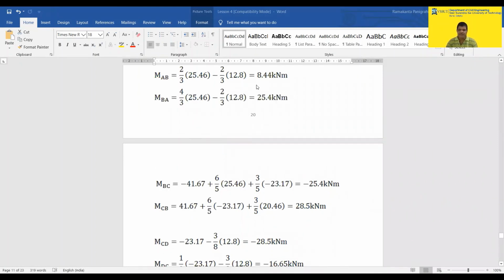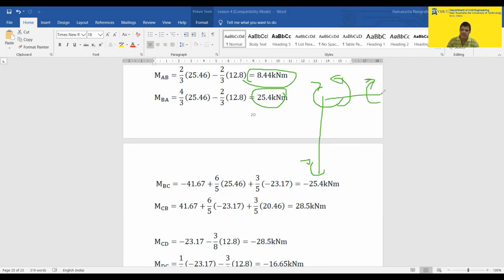So now see, MAB is positive, MBA is positive, so both will act in clockwise direction. You will see this will act in clockwise direction, and this will also act clockwise. This is minus, this is plus, so this is anti-clockwise, and this is plus, meaning it will be clockwise. Here MCD is minus, so minus means it will be anti-clockwise, and MDC is minus, meaning it will be anti-clockwise.